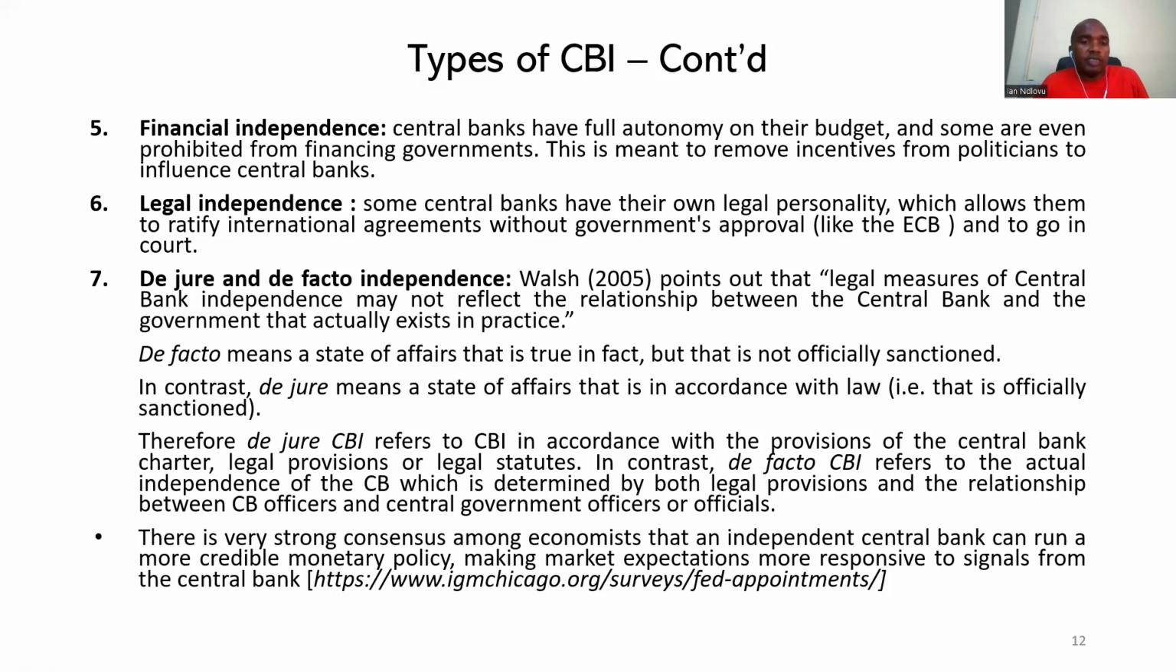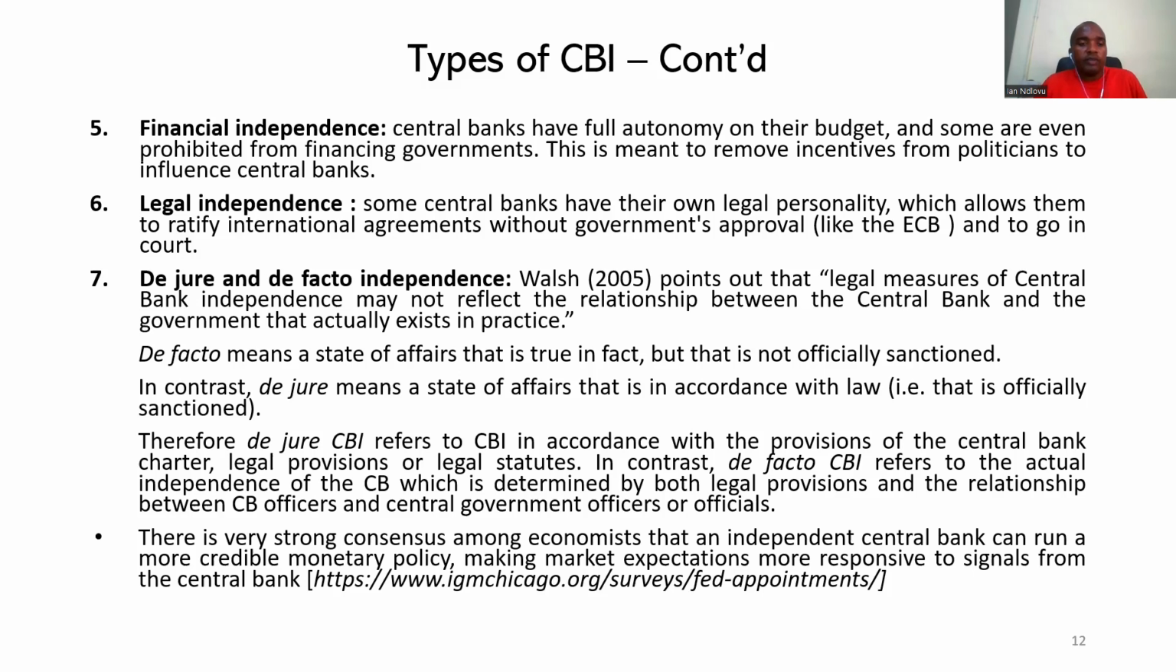And then there is the issue of de jure and de facto independence. According to Waans 2005, legal measures of central bank independence may not reflect the actual relationship on the ground between the central bank and the government. And the immediate question which arises is, why would that be the case? It is the case because of the gap between de jure and de facto independence.